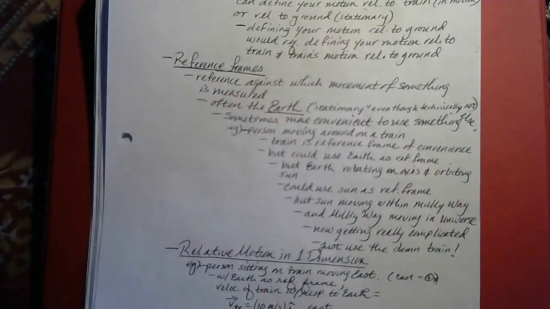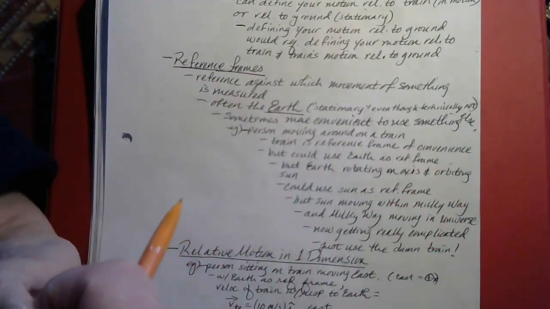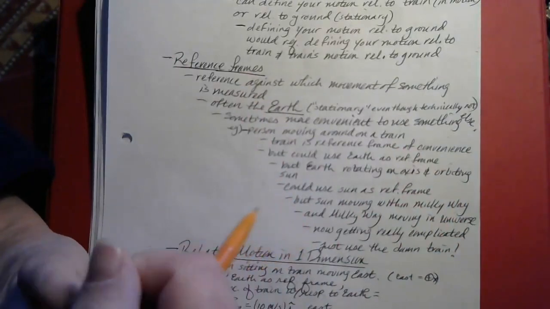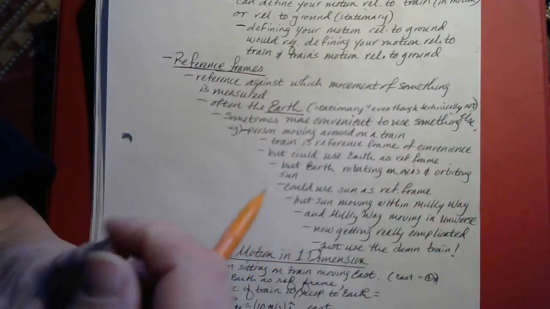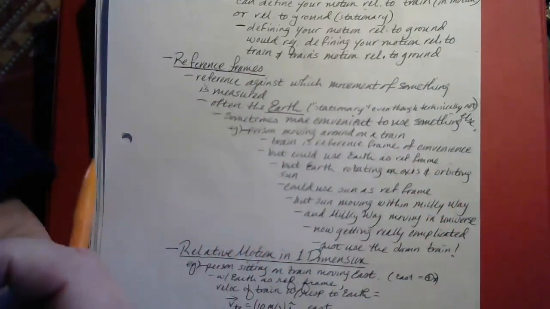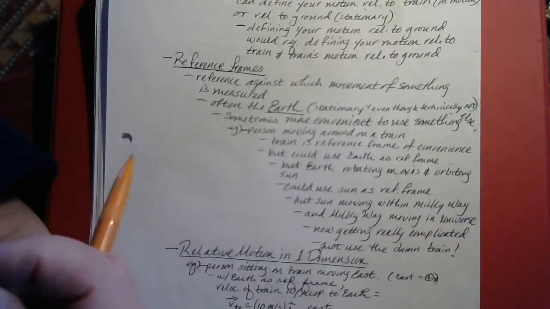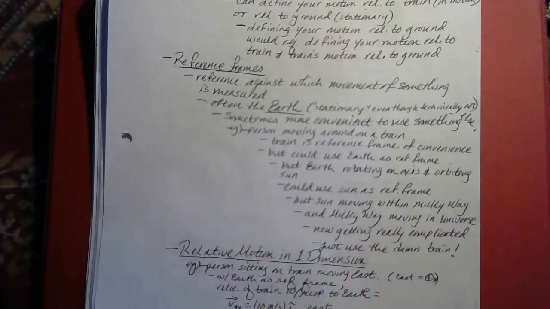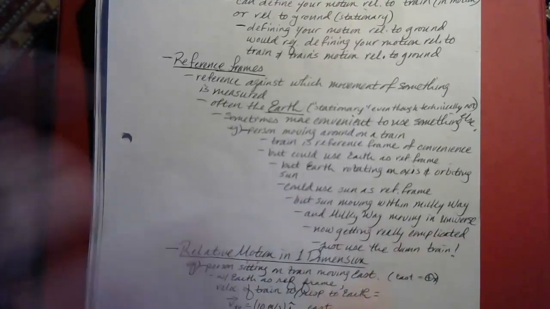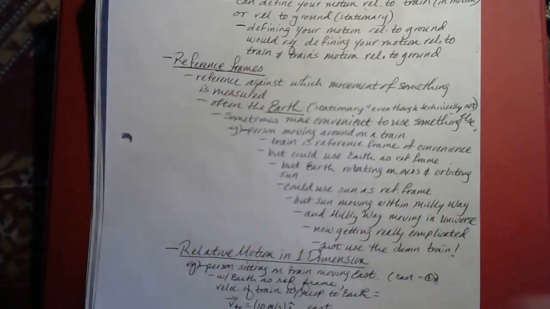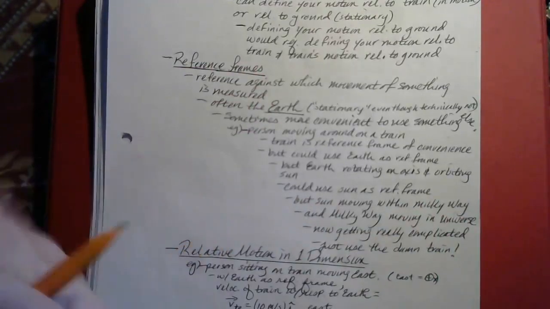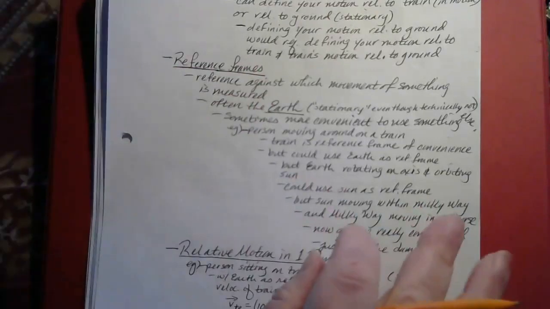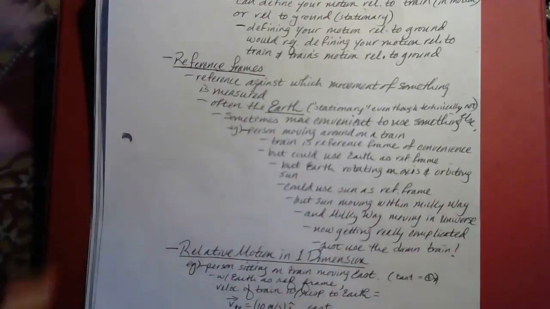Really, when it comes right down to it, the Earth itself is not stationary. The Earth is rotating on its axis and it's revolving around the sun in the solar system. And the solar system is moving within the Milky Way galaxy, and the Milky Way galaxy is moving relative to the rest of the universe. So really, nothing is stationary. But from our point of view, the Earth appears to be relatively stationary.